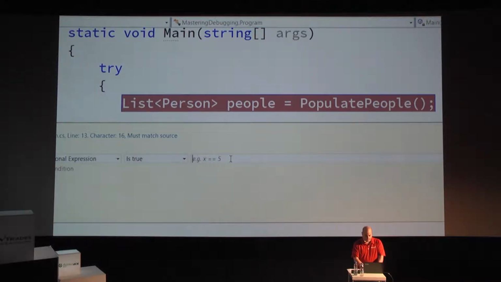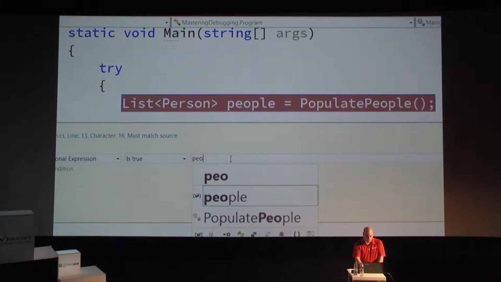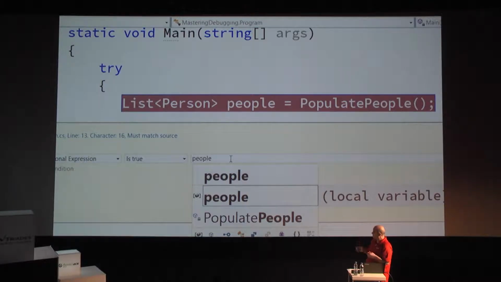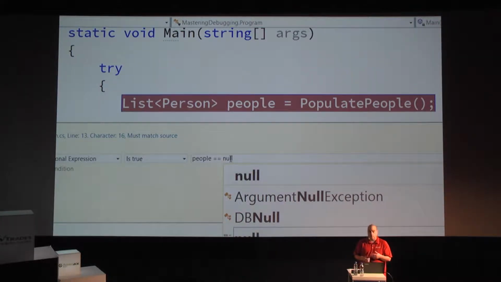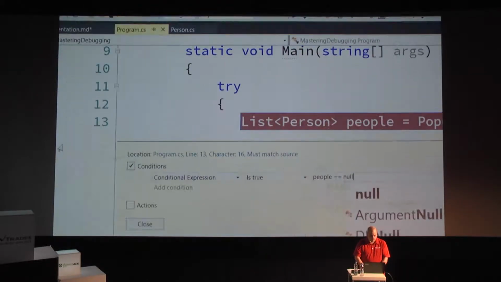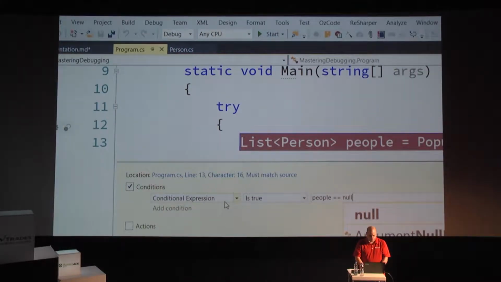You also get IntelliSense in here, so it will look at the, wow, that's really big. As you start typing, it'll try to figure it out. So it knows that there's a local variable people, so I can do people equals null, and it will only break when the people part comes out null. So this is actually probably a really bad line to do that on because the people object hasn't started yet. But just to show you what happens once we do that, you can do a couple different things.